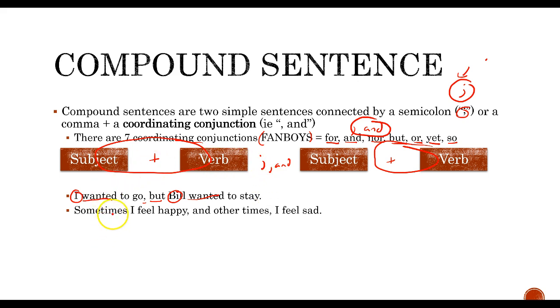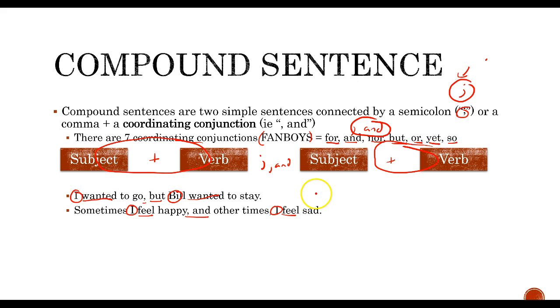Here's another one. Sometimes I feel happy, comma, and other times I feel sad. So the subject of the first part of the sentence is I. Sometimes I feel happy, and we have the comma and the conjunction again. Other times I feel sad. So we have two different subjects and two different verbs.